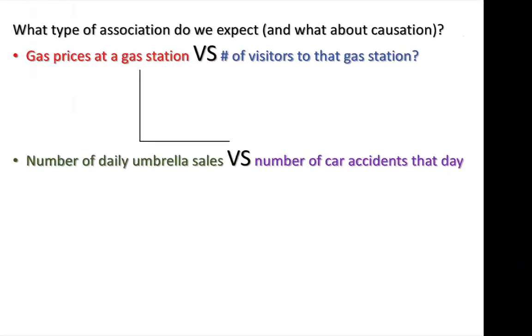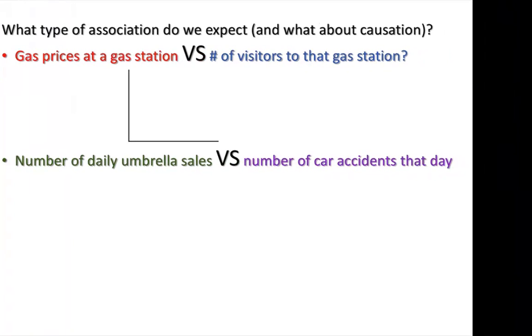Okay, so which one here? We don't have data. It's an educated guess. We're trying to figure out what makes logical sense, right? So gas prices or number of visitors, which would be the X and which would be the Y? Yep. We're trying to see if gas prices affect the number of people there. So gas prices, I'm just going to put this, and then number of visitors.